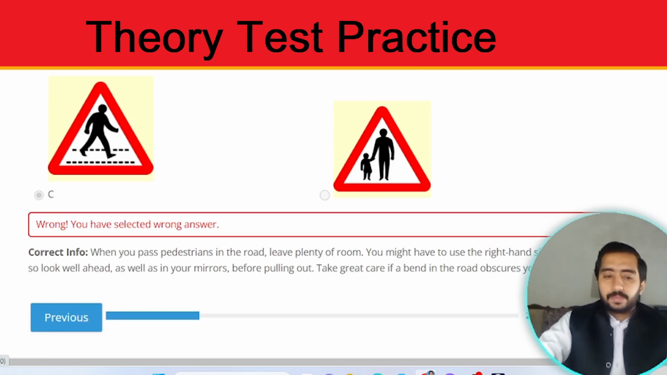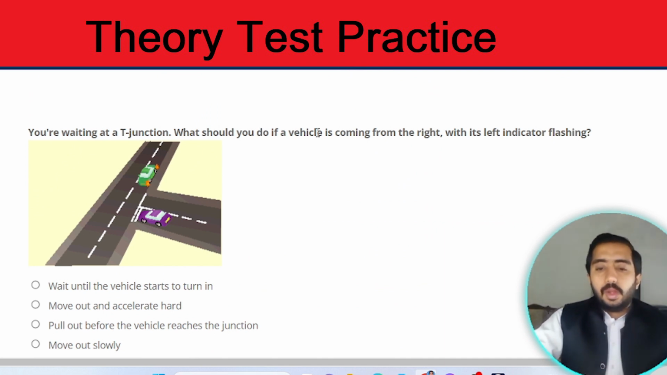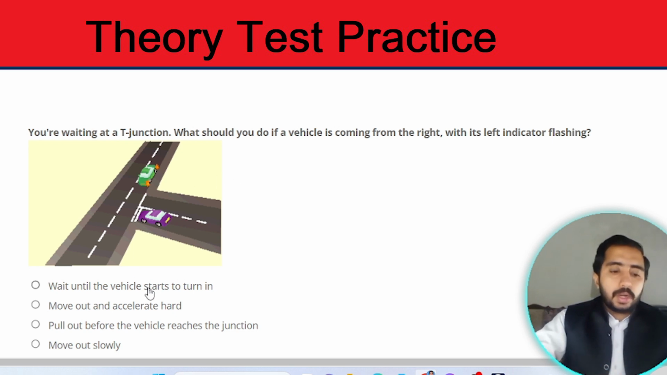Next question. You are waiting at a T junction. What should you do if a vehicle is coming from the right with its left indicator flashing? The indicator is flashing left and the vehicle is coming from the right. What do you need to do in this case? You need to wait until the vehicle starts to turn. Option A is the correct one.